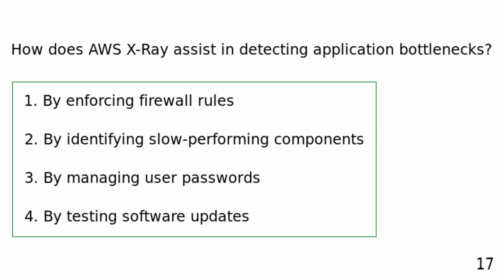How does AWS X-Ray assist in detecting application bottlenecks? By enforcing firewall rules. By identifying slow-performing components. By managing user passwords. By testing software updates.